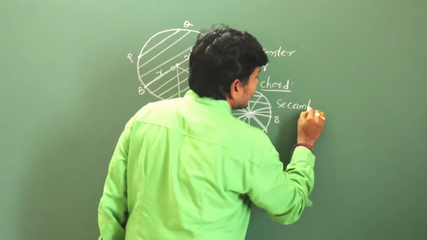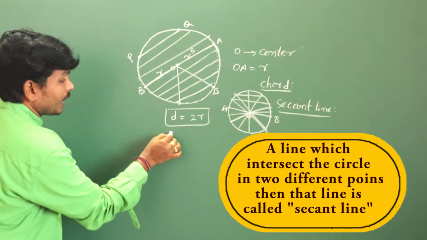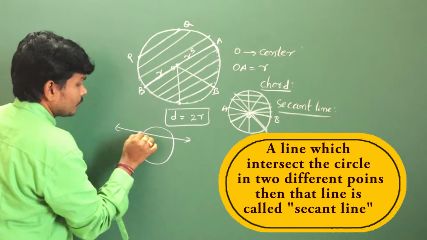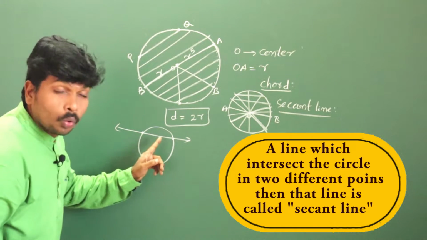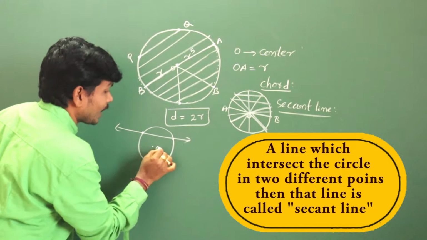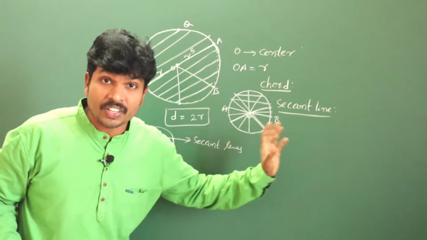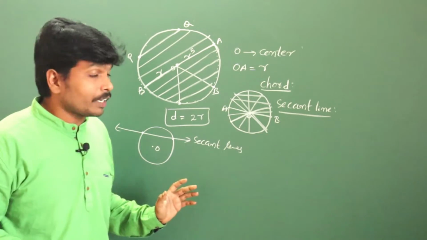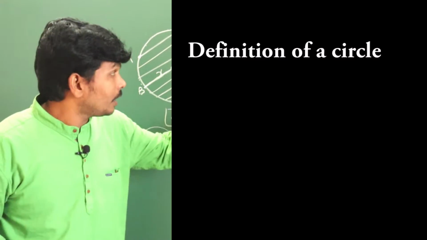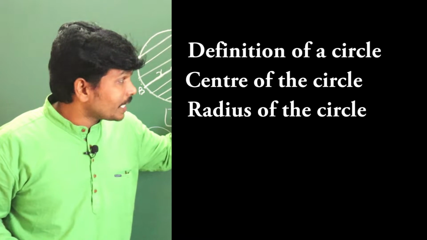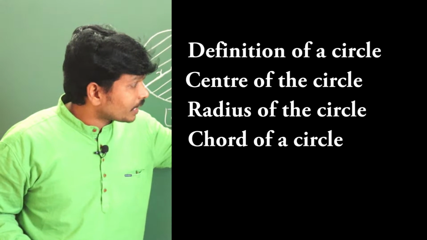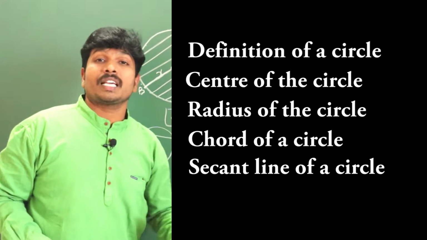What is it? Secant line. Take a line which intersects the circle at 2 different points, then that line is called a secant line. We are discussing the terms of a circle. In the terms of a circle, we discussed the definition of a circle, center of the circle, radius of the circle, chord of a circle, secant line of a circle.